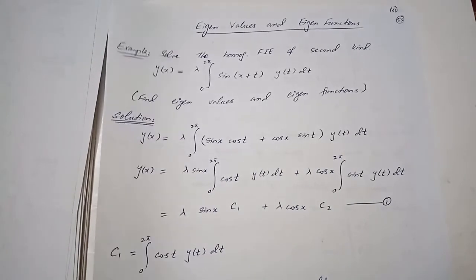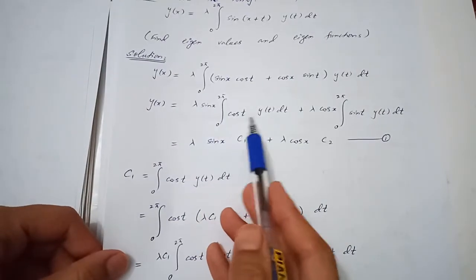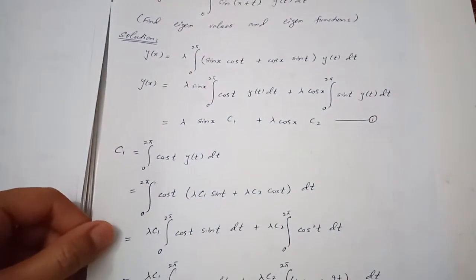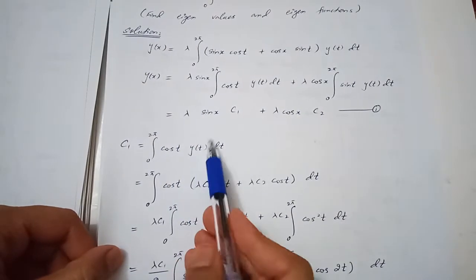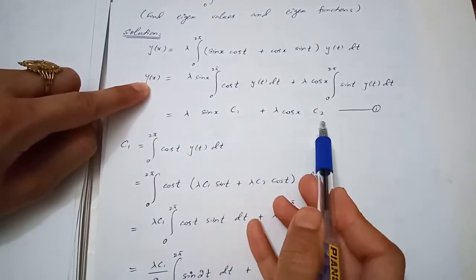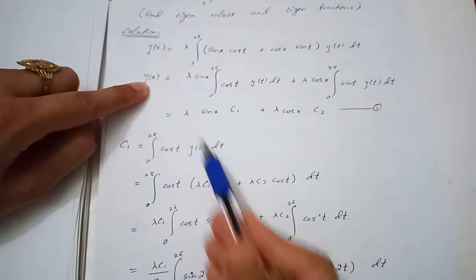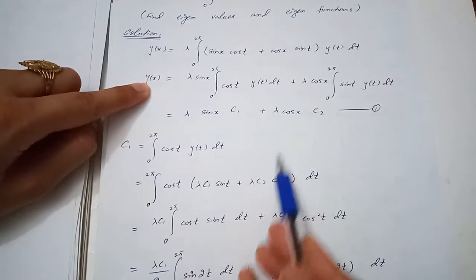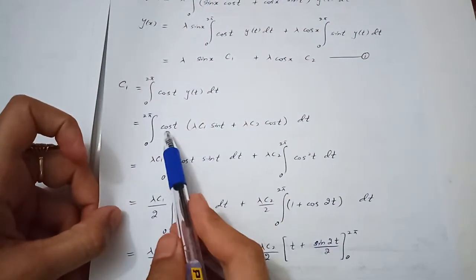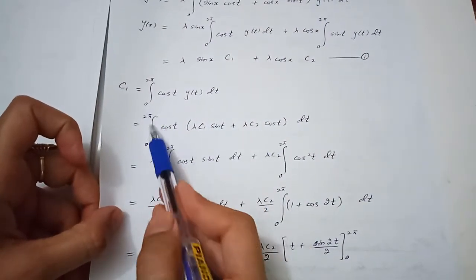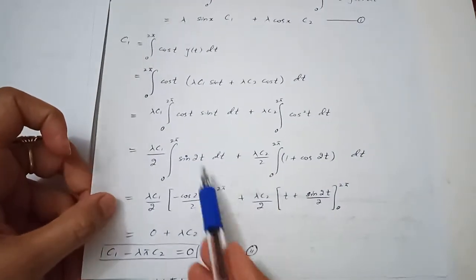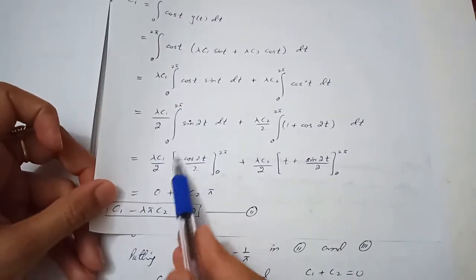Now c1 is the integral from 0 to 2π of cos t y(t) dt, and c2 is the integral from 0 to 2π of sin t y(t) dt. You can see that we have y(t) here. Since y(x) depends on x, y(t) will depend on t: λ c1 sin t + λ c2 cos t. I have written the value of y(t) here. After using it and simplifying, the integral can be written with these two functions separately. Then we integrate it and get this solution.